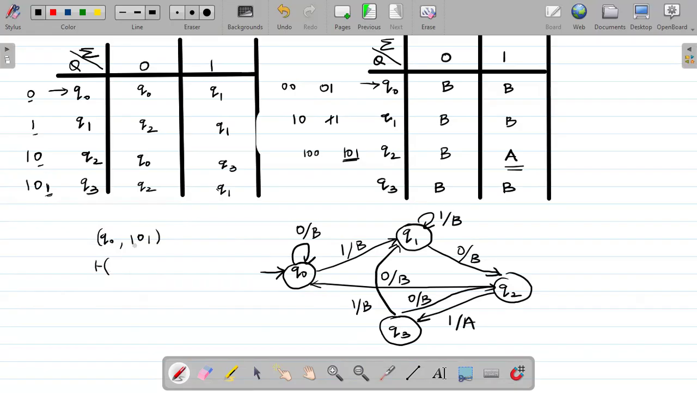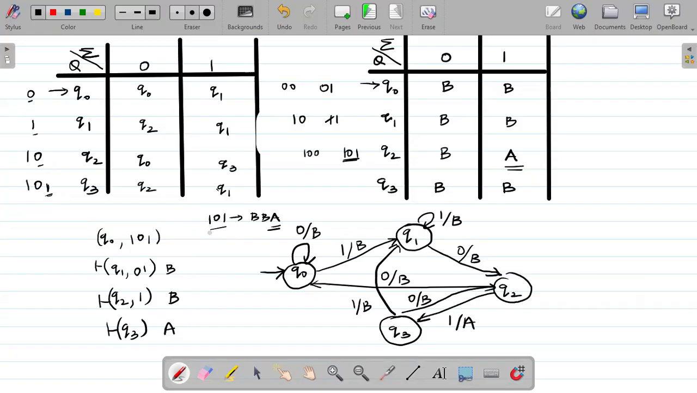Q0, when we get 1, we go to Q1. And the output associated with this is B. Q1, when we get 0, we go to Q2. Input 1 is remaining. Output associated is B. Q2, when we get 1, we go to Q3, and the output associated with this is A. So given input sequence is 101 in this case, and output sequence we get is BBA. So in the end, we are ending with 101. That's why we get the output as A.